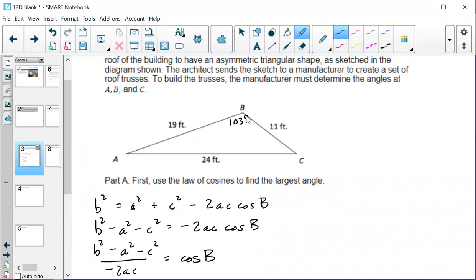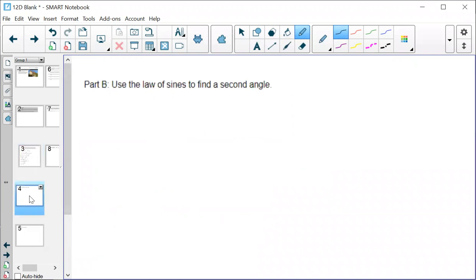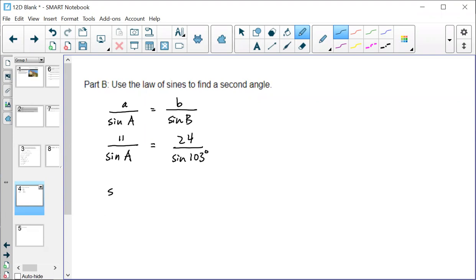Part B says use the law of sines to find a second angle. So we can use the law of sines at this point, which is A over the sine of A equals B over sine B. If I plug some of these numbers in, A is 11. We don't know what angle A is yet, so we don't know the sine of A. B is 24, and now we know the sine of B, which is sine of 103 degrees. I'm going to solve this for the sine of A, and that's going to be equal to 11 times the sine of 103 degrees over 24.